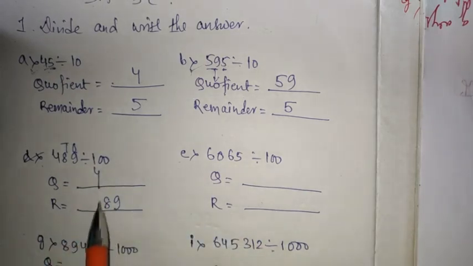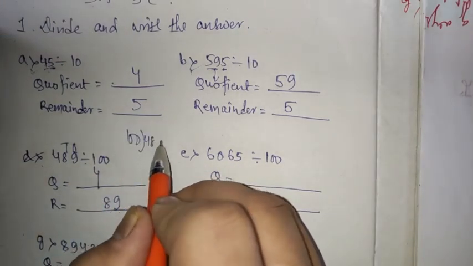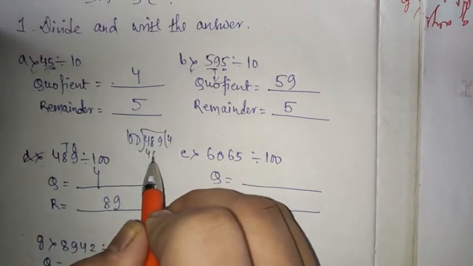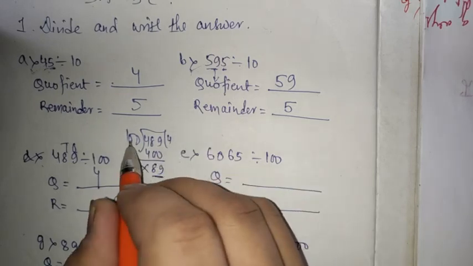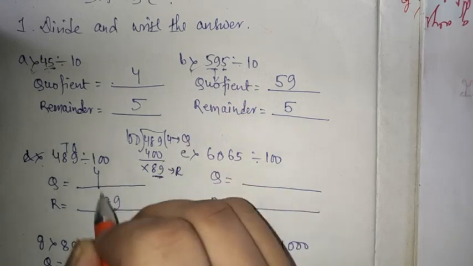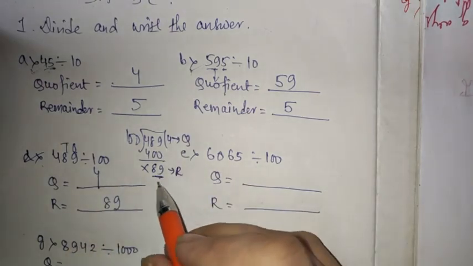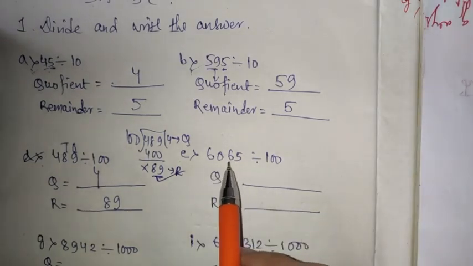You can check this by dividing also. Just say 489 divided by 100. 100 4s are 400. 89 cannot be divided by 100, so this will become your remainder and this will become your quotient. Just see, is this getting matched or not? Yes. So you can use the concept of division if you do not know the proper rule.